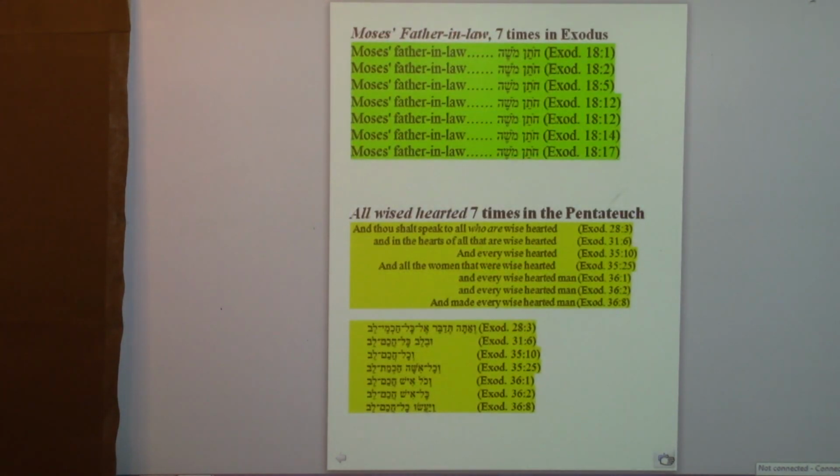Here we have a second example, Moses' father-in-law, 7 times in Exodus. That appears exactly 7 times in heptadic meter. And then beneath that, all wise-hearted.